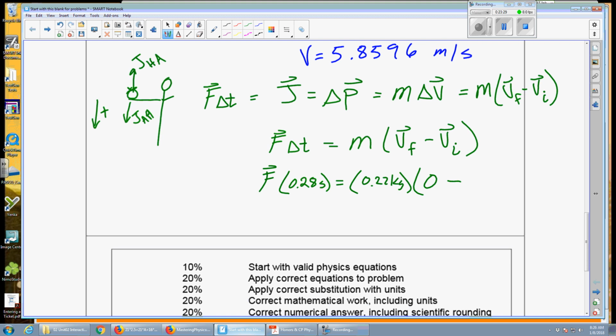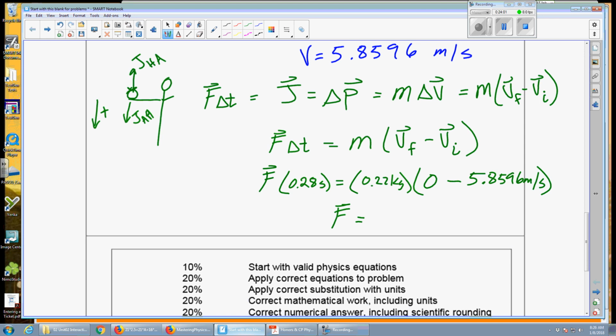My V initial I know is positive 5.8596 meters per second. And I solve for F. I'm going to get a negative value, I hope, because that impulse should be pointing upwards. So let's hope I do. And I do, which is nice.